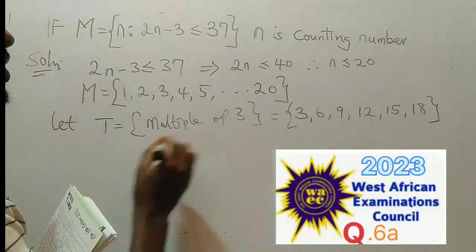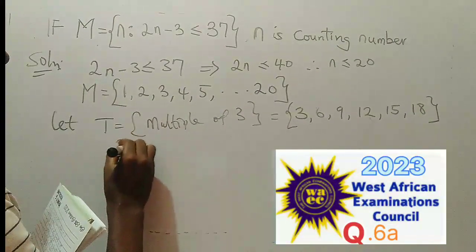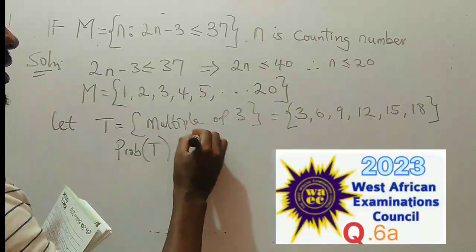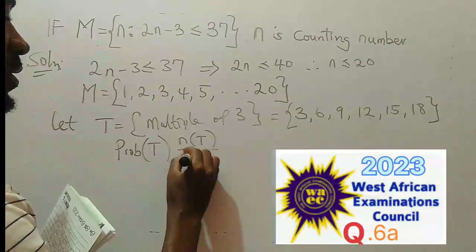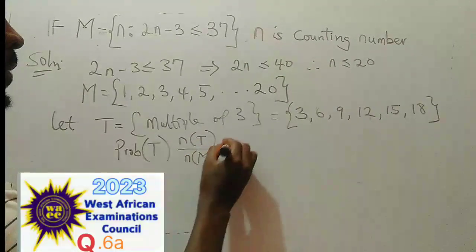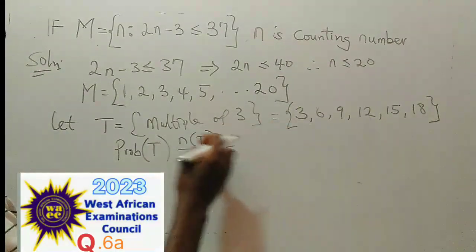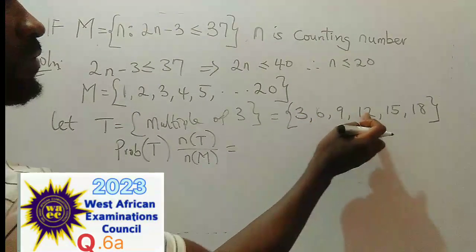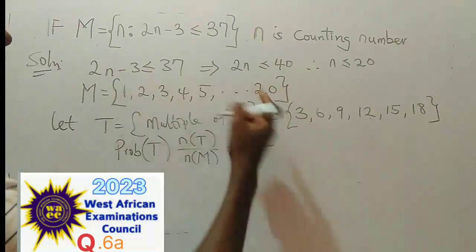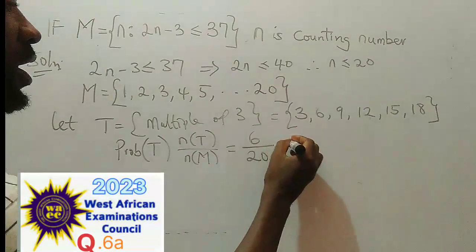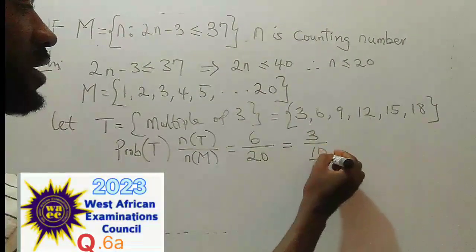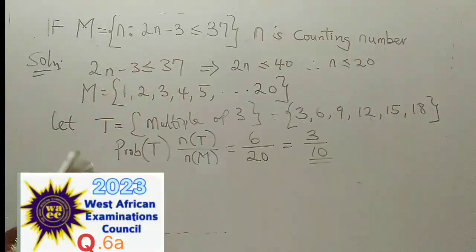Okay? So which means that our probability of T is going to be what? The number of elements in T divided by the sample space, which is the number of elements in N. Let's count the elements in T: 1, 2, 3, 4, 5, 6. So we're having 6 all over the number of elements in N, which is 20, which we already know, and we can simplify this as 3 over 10. That is our answer. Okay, let's go to the last one.